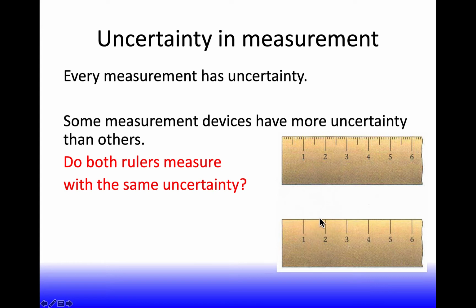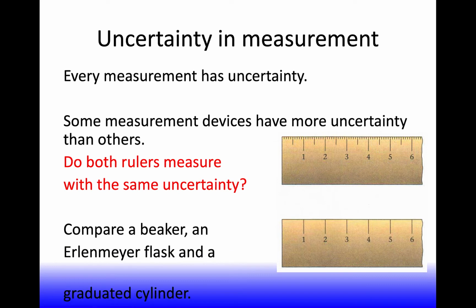Between 1 and 2, you don't have any more lines, so you're just probably kind of guessing. It looks closer to 2 than 1, so you might be able to say 1.7. You can't say 1.73. You don't have certainty in even your 7 digit. Your 7 digit is still an uncertain digit. Maybe it was 1.8, maybe it was 1.6, okay? So these two rulers differ in their uncertainty, and you'll have a question like that in the homework.